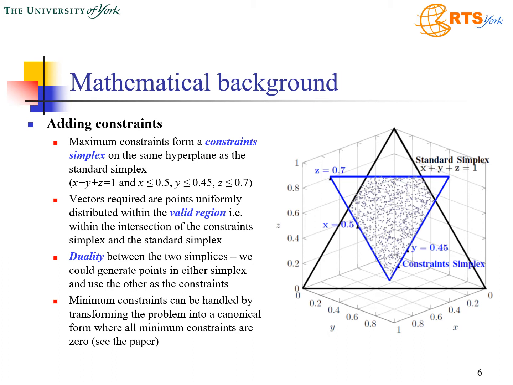We note here that there's an interesting duality between the two simplices. We could generate points in either simplex and use the other one as the constraints. And actually, in the DRS algorithm, we make use of this duality to improve efficiency. Minimum constraints can be handled by transforming the problem into a canonical form where all the minimum constraints are zero. So we're going to ignore minimum constraints for the rest of this presentation. However, you can see how they're handled in the paper.